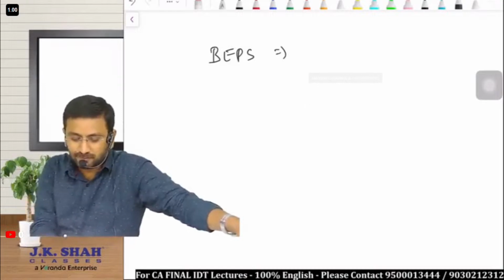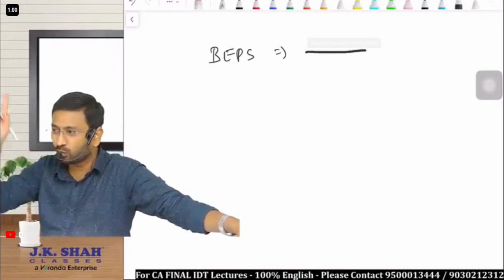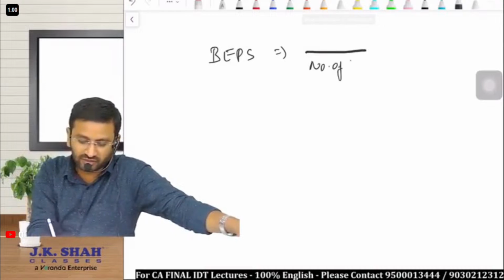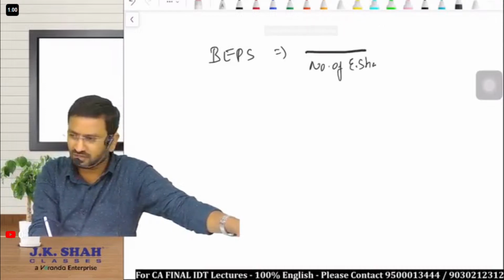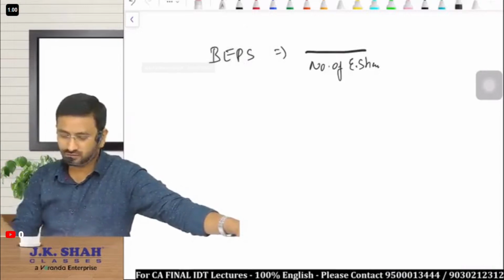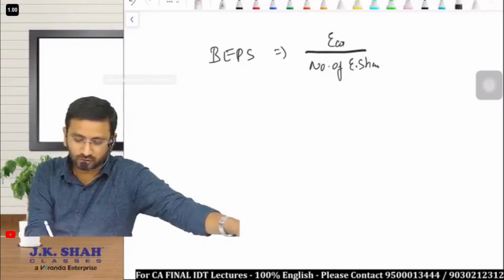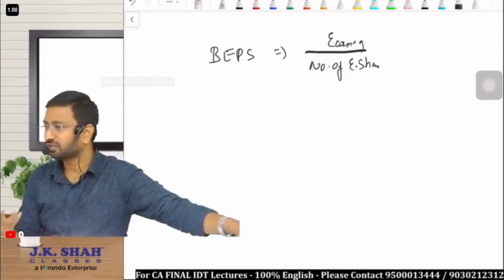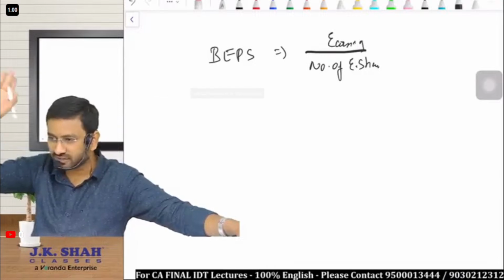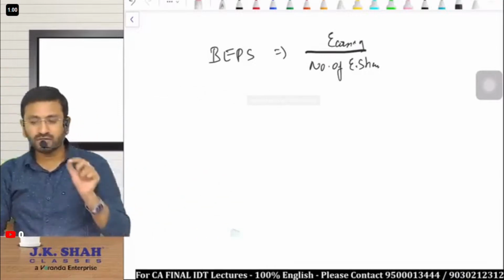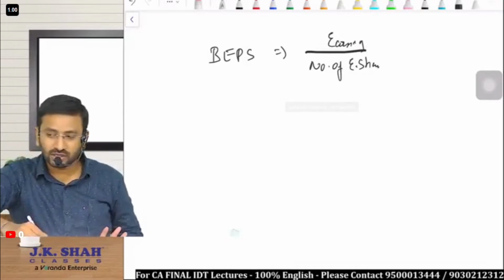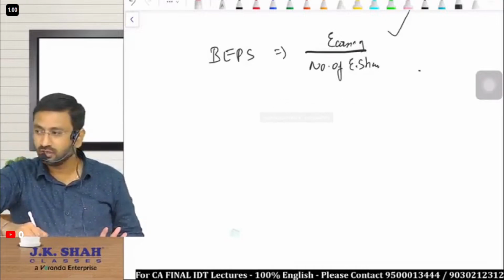If I want earnings for one share, your denominator should be the number of equity shares. The numerator should be earnings. So earnings is the numerator, and the denominator is the number of shares. That will give you earnings per one share. This is a basic understanding, correct? Now, I will show you a question. You have to tell me what you will take in numerator and what you will take in denominator.